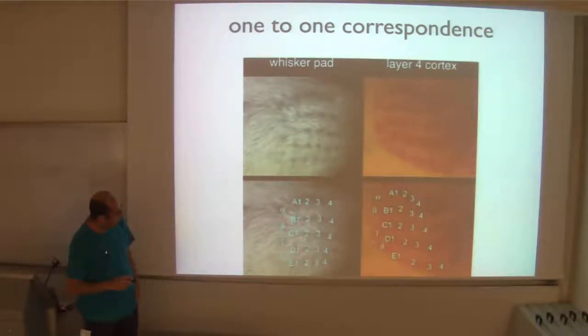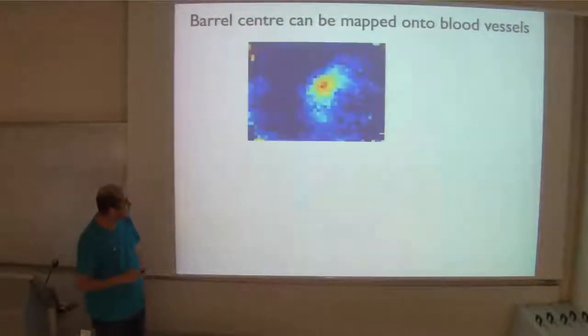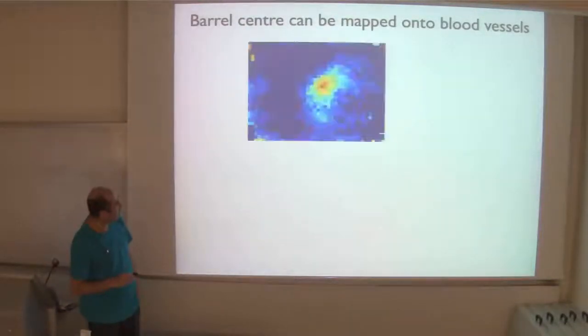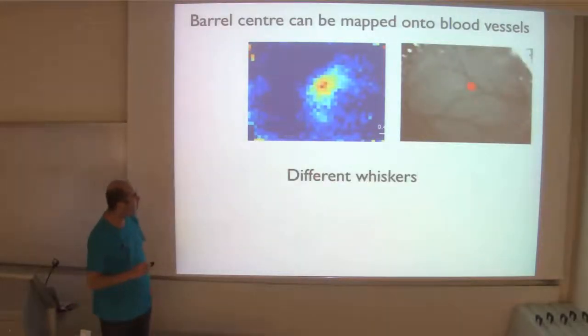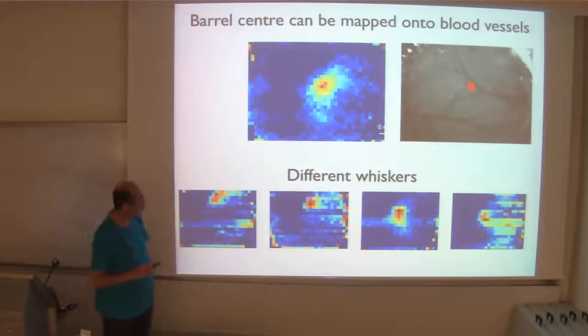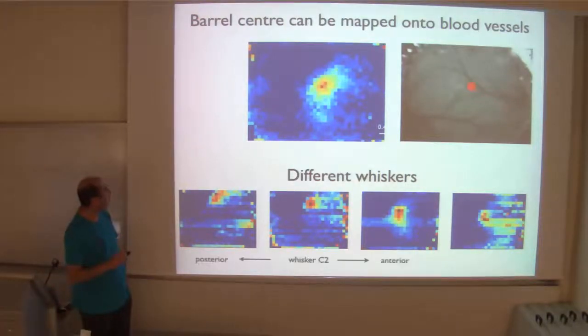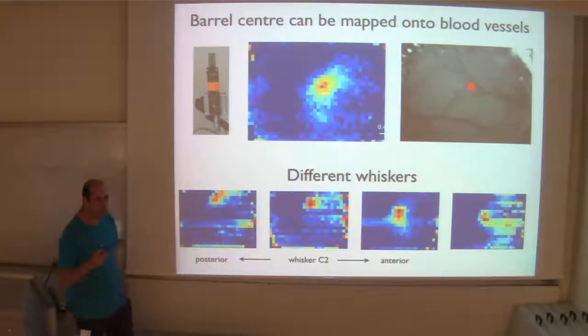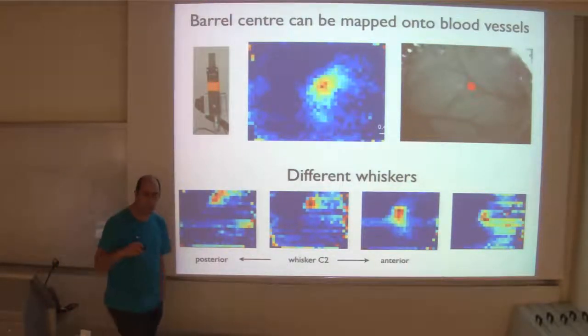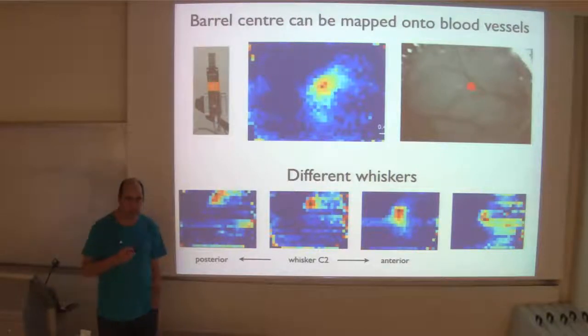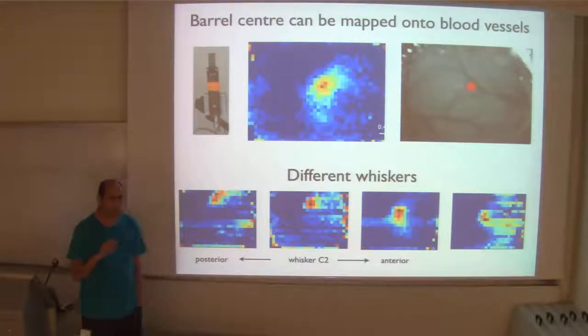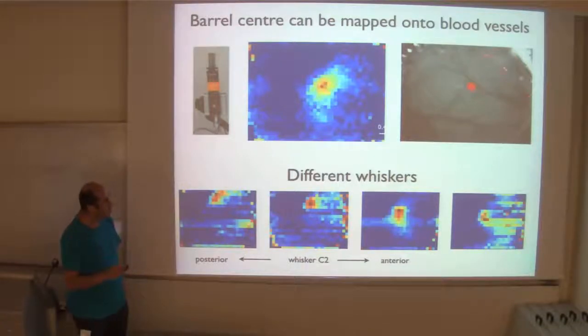So what does it actually mean functionally? The first thing I want to show you is that this organization is so robust that today you can actually identify where a specific barrel is in the cortex without even opening the skull. You can look through the skull. If you put water on the skull, the bone is thin enough in mice to become transparent, and then you can see the blood vessels underneath the skull, on the cortex.